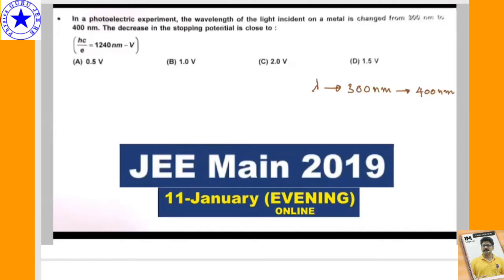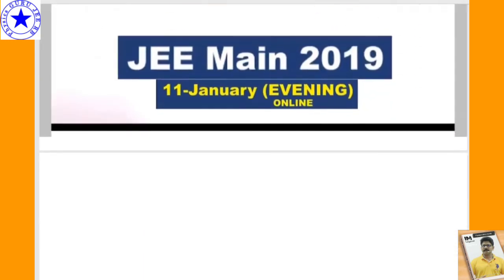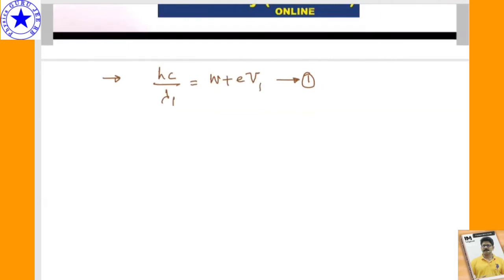Now, if I want to calculate the decrease in the stopping potential, which is nothing but delta V, how much is it? To start this problem, let me take the photoelectric equation: hc by lambda is equal to W plus e into V, where V is the potential. This is the first case, number 1. Second case: I'm writing the general equation for 2 cases. Now the second case, hc by lambda 2 equals W plus e into V2. This is equation number 2. Hope it is clear, 1 and 2.